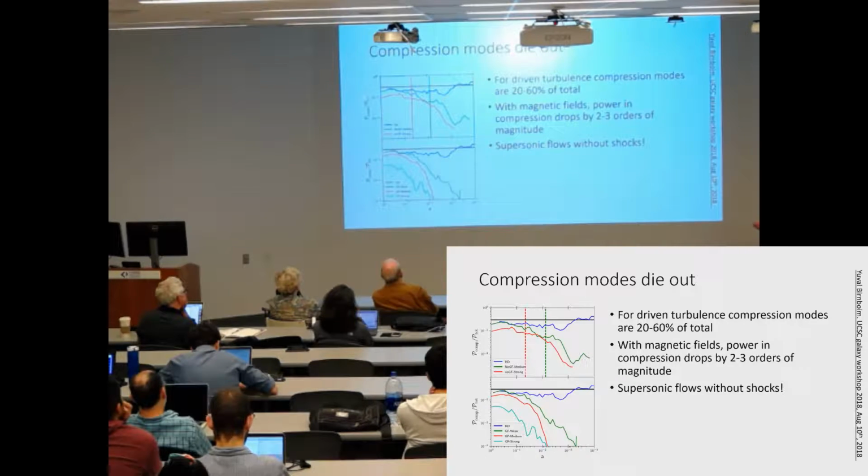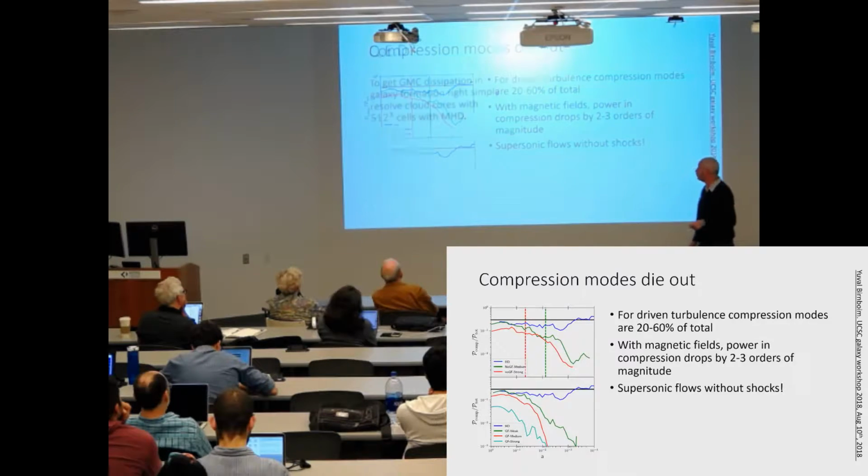And that's just another way of showing it. That's the power in compressional modes to the total power in all the modes. We expect it to be between 20 to 60% for driven turbulence, depending on how we drive it. And we see that it goes down as the gas is compressed. All the compressive modes go away, and we are left with very little power in compressive modes.